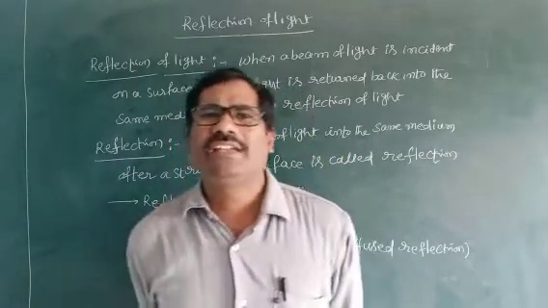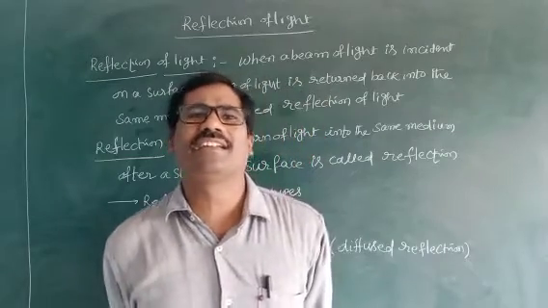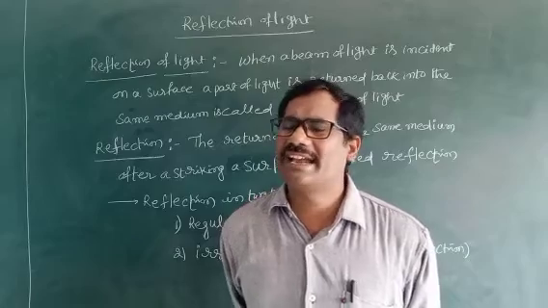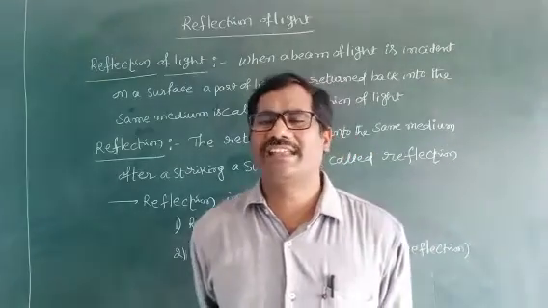If the reflecting surface is irregular, the rays of light that fall on it are scattered in different directions.